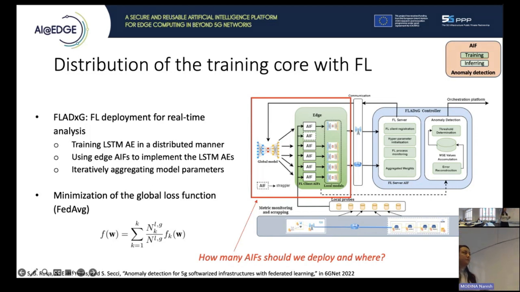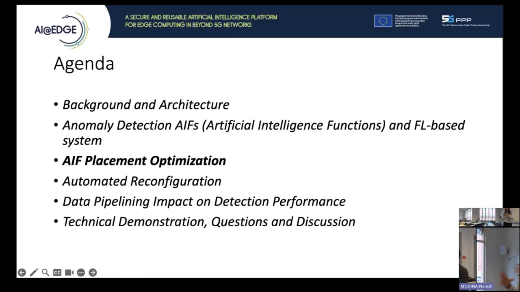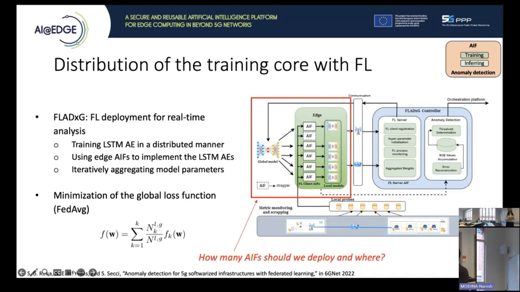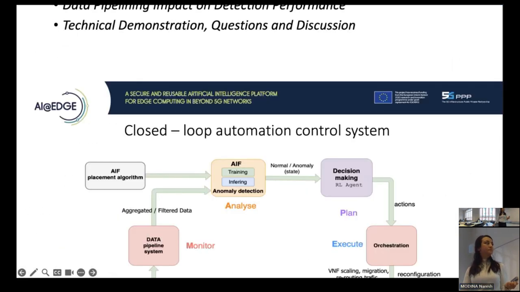The goal is that we need to minimize the global loss function using the FedAvg function that was proposed by federated learning, and that for each group of metrics and each level of data. So now that I have presented the framework for the anomaly detection, we said that we are going to have some edge client IAFs that will be doing the training. The point here is where we should deploy these IAFs for the training, and also how many IAF clients we should deploy in order to do it in real time. For that, we are proposing an algorithm to choose the optimal placement and the number of IAFs, that I will present just after.